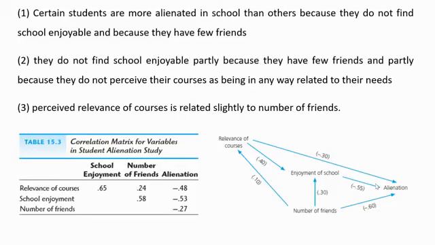Later, the researchers measure four variables. The first one is degree of alienation. The second is personal relevance of course. The third, enjoyment in school. And the last one is number of friends. With this variable, the researcher would calculate it and find the correlation among the variables.